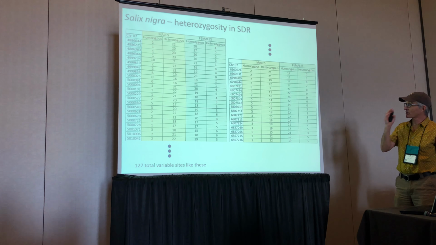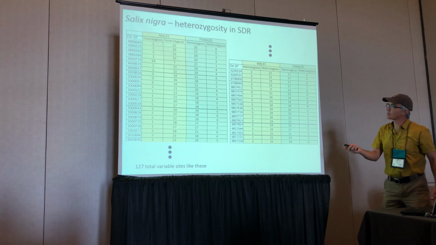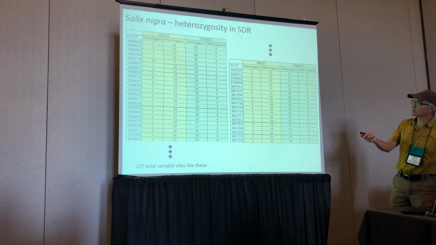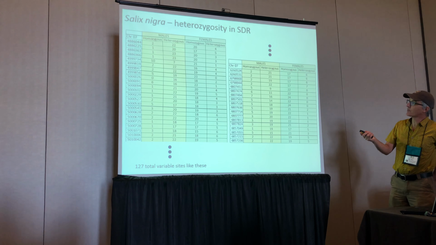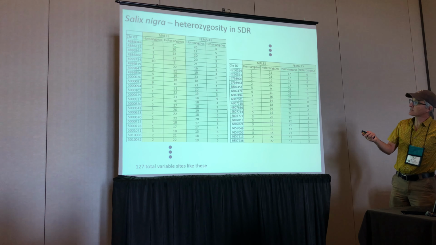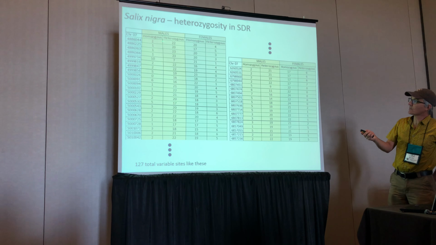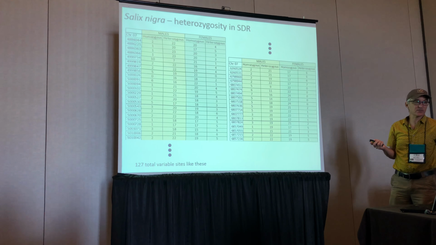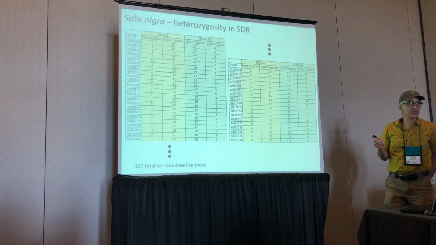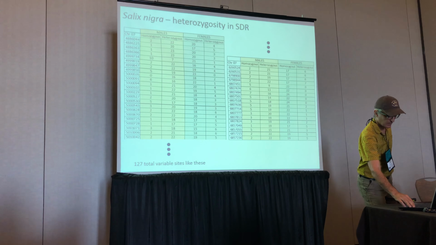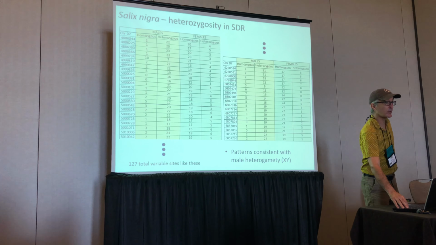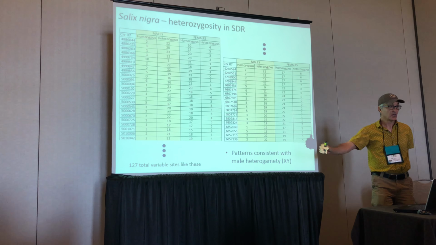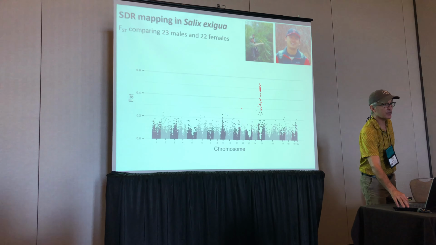This slide is really hard to look at, so let me just walk you through it a little bit. Each of these is just a different SNP in the sex determination region. And if we look at the heterozygosity of that SNP, the males have excess heterozygosity and the females have excess homozygosity, completely consistent with an XY system. So we think that for Salix nigra, this is on chromosome 7, and it's an XY system.